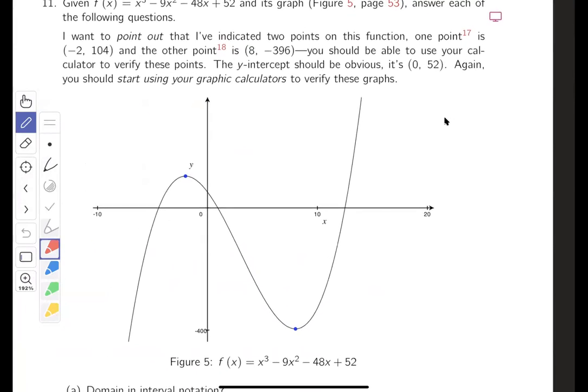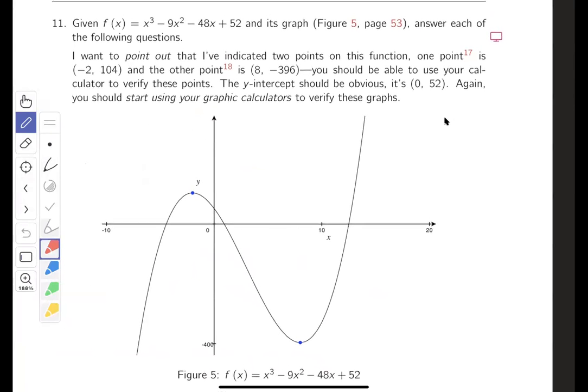But anyway, I'm going to look at it, and it says, I'm given a graph. I definitely see the graph, by the way. And it says, I want to point out that I've indicated some points on the graph, and I want to tell you what points I've indicated on the graph. And I've indicated this one over here. It's in blue, right? And what's that point over there? It's the point -2, 104.